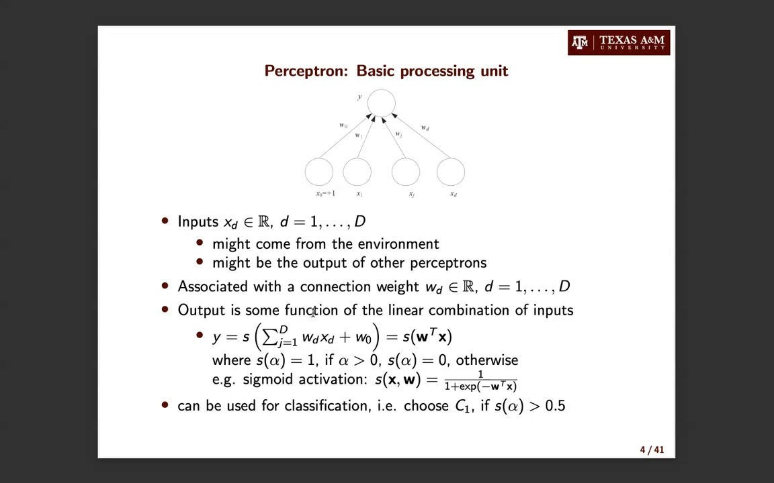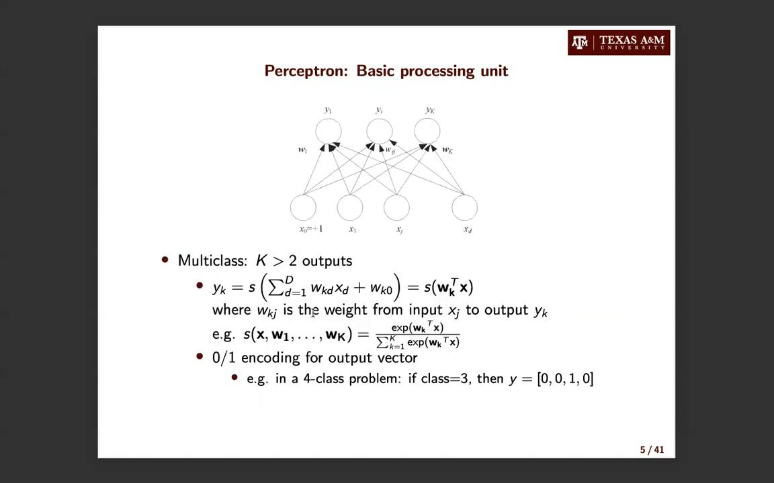So this, as we have seen in the case of logistic regression, can be used for classification purposes. So for example, if the output of the sigmoid function is greater than 0.5, then we can assume that the input sample belongs to class 1. Otherwise, we can assume that the input sample belongs to the negative class.